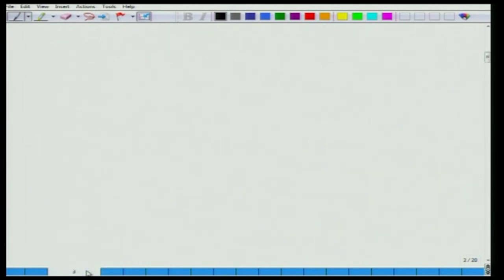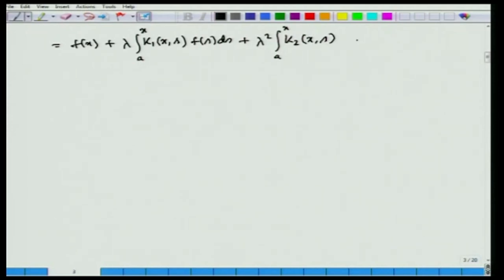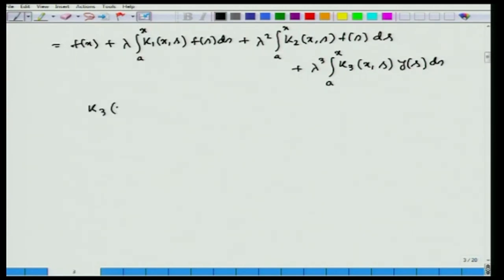And then we can write this equal to f(x) plus lambda integral a to x of k_1(x, s) f(s) ds plus lambda squared integral a to x of k_2(x, s) f(s) ds. Then the last term will be lambda cubed integral a to x of k_3(x, s) f(s) ds, and this is a point where we have to be careful, where k_3(x, s) is equal to integral s to x of k(x, xi) k_2(xi, s) d xi. So, this k_3(x, s) is defined here.